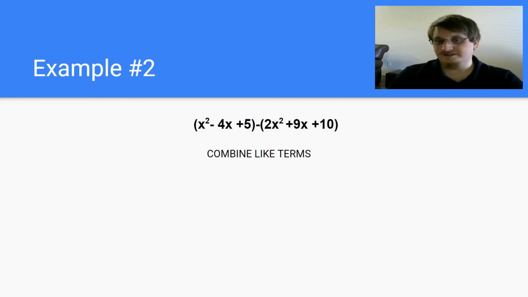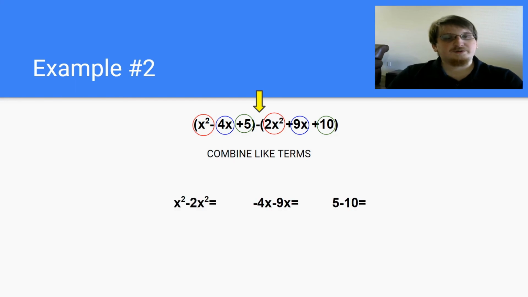Okay, what answer did you get? Let's compare answers. Again, let's start by combining like terms, like so. But remember, this time, because we're subtracting, each term will be subtracted from each other. So, x squared minus 2x squared gives us the answer negative x squared, because we're subtracting a bigger number from a smaller number, and this gives us a negative answer.